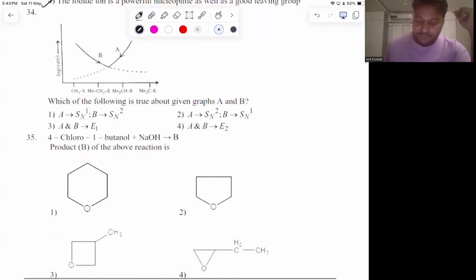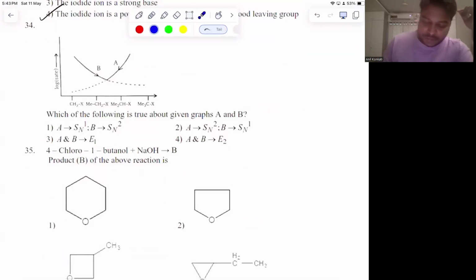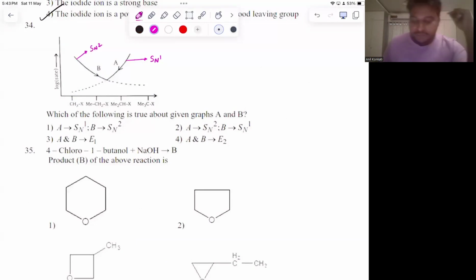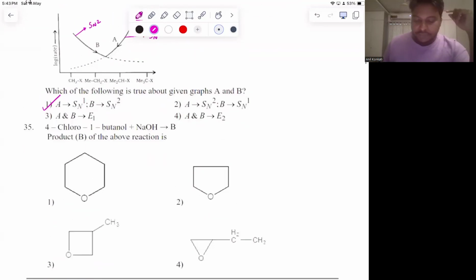Next, you can see this side of the reaction here. The rate is increasing as you go towards more substitution, which signifies SN1 type of mechanism. If you notice this side here, the rate is very high for primary or 1 degree. So this signifies SN2 type of mechanism. So A is for SN1, B is for SN2. Done.